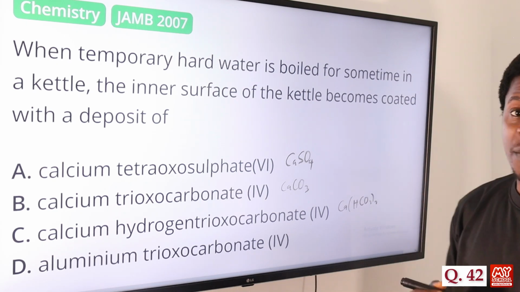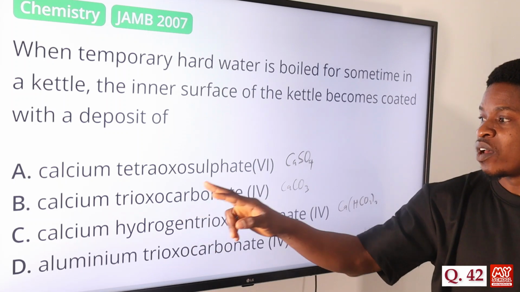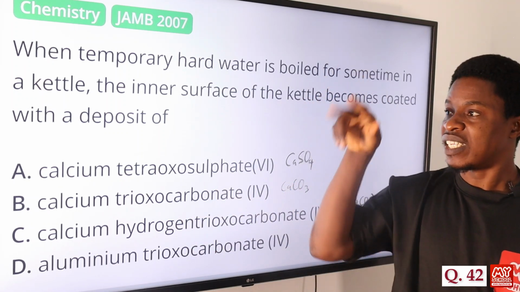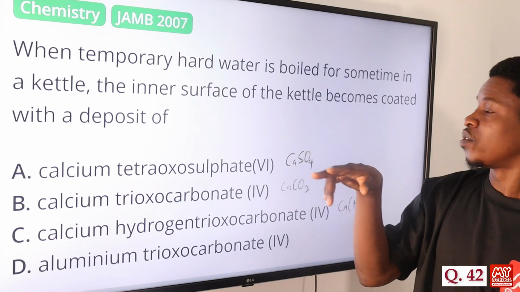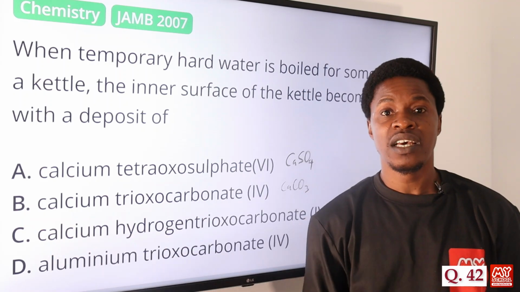Let's not waste much time, okay? We have seen what we are looking for already. Option B is calcium carbonate, which is CaCO3. That is what was formed on the inner surface of the kettle when it becomes coated when the water is boiled. So the correct answer is option B.